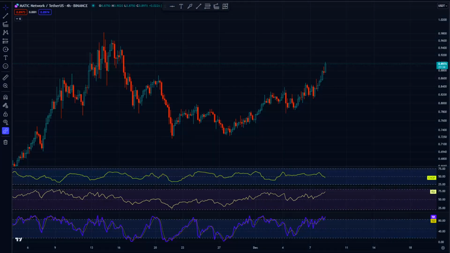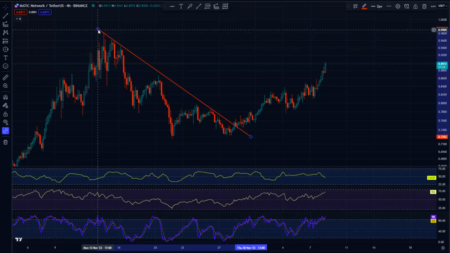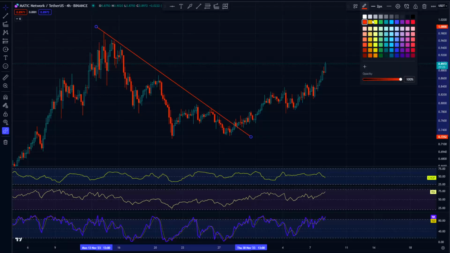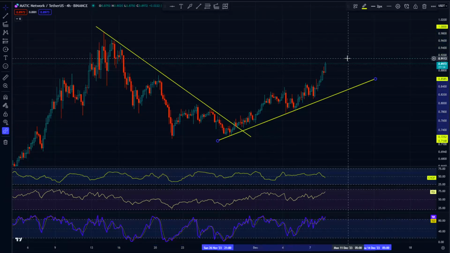Moving on, we will check the thematic situation taking into account the 4-hour interval. As we can see, the price has broken the downtrend lines. But currently we can see the price climbing the local upward trend.